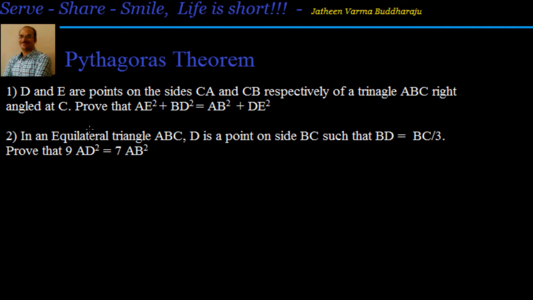We have some more problems to solve. Let's go ahead and try to solve them together. First problem: D and E are points on the side CA and CB respectively of a triangle ABC, right angled at C.